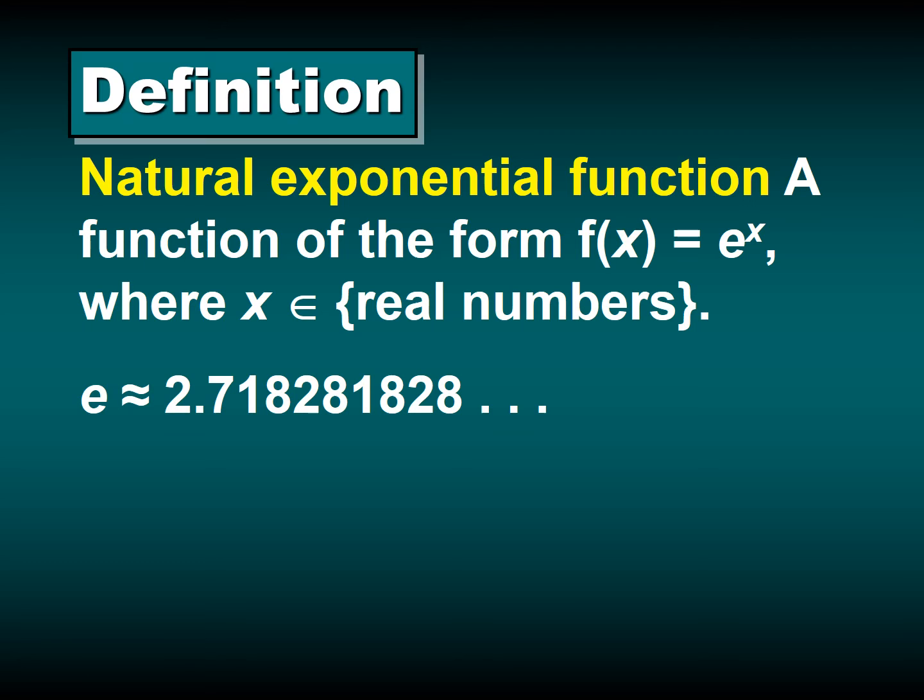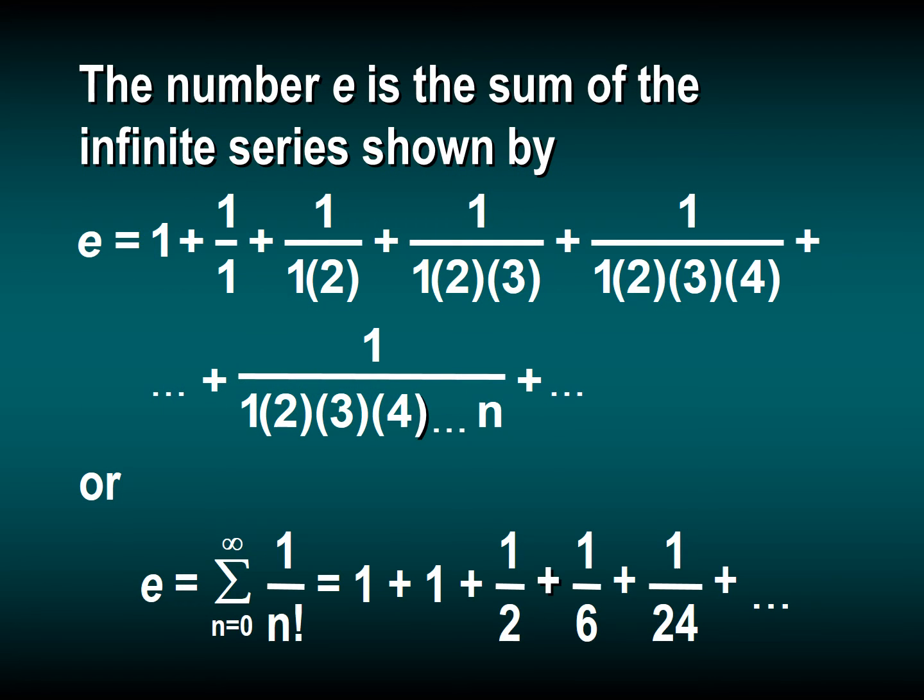You just put e to the, in your main calculator screen, and then you put in what number you want for your exponent. So where does this come from? Well, it comes from the infinite series shown below. So you have 1 plus 1 over 1 plus 1 over 1 times 2 plus 1 over 1 times 2 times 3. So that keeps going on and on, and that's what e is equal to.